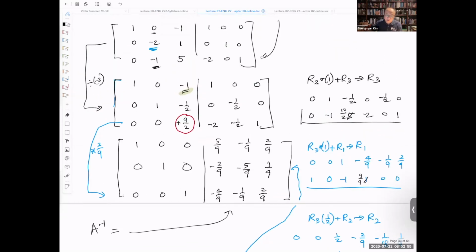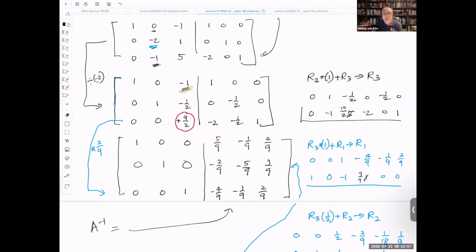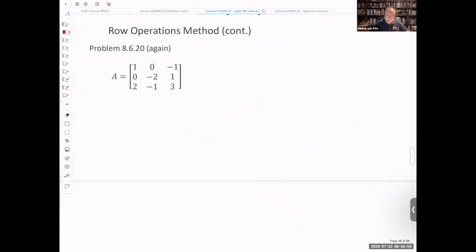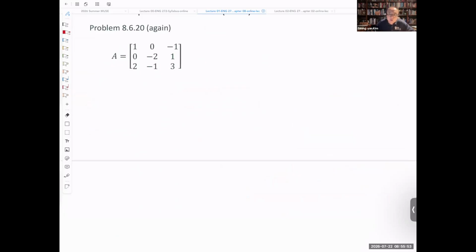As you can see, if you use row operation to find the inverse matrix, you have a 90% chance that you have to deal with these fractions. So let's do this. So the method that we learned, we can find the delta.